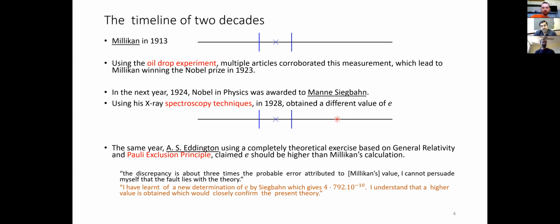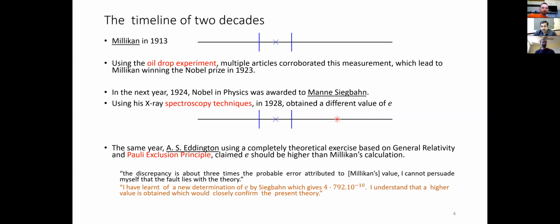So what do we see? We see that of these three, the second and third match with each other, and they are different from all the numerous values that were obtained by the oil drop experiment. But all these three methods use very different tools to get the same quantity, e.